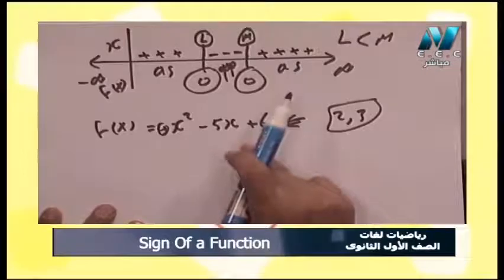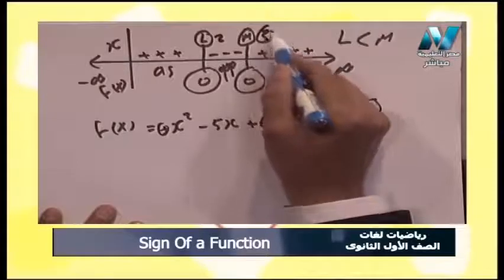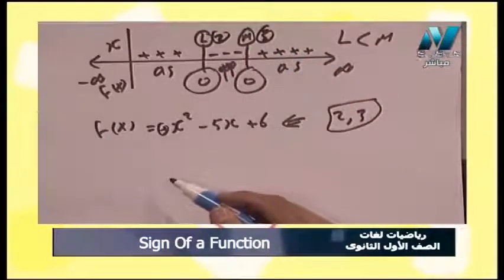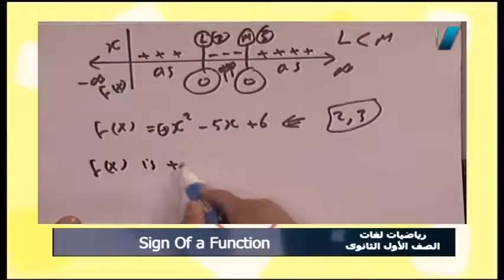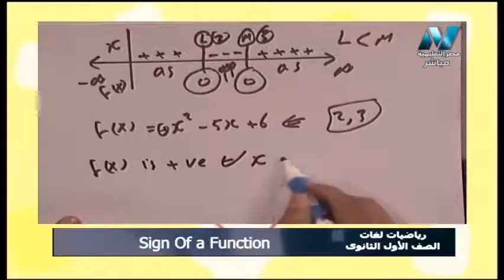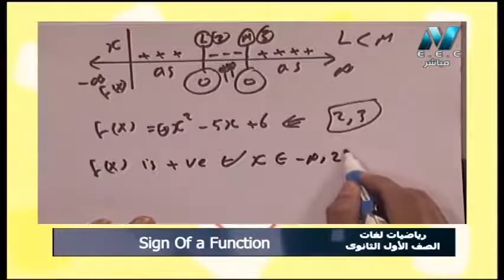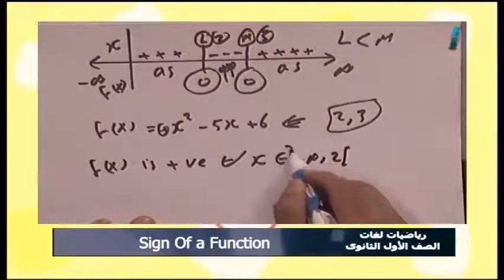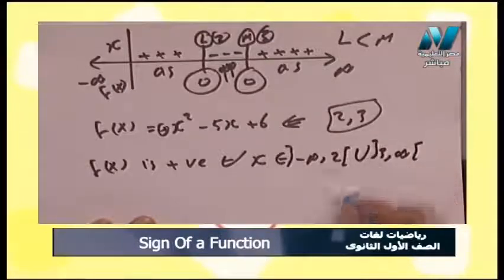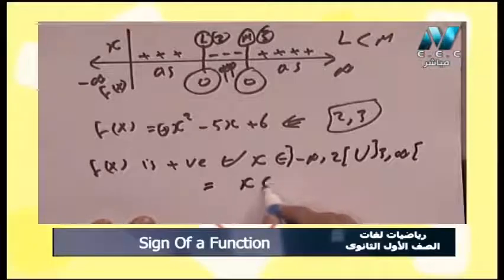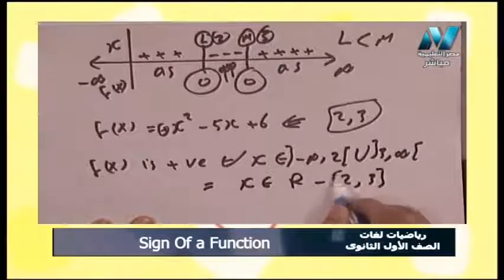And specifically for this function, the two roots will be 2 and 3. So we can say that f(x) is positive for all x belongs to negative infinity to 2, union 3 to infinity. Or we can say x belongs to R except the closed interval from 2 to 3.